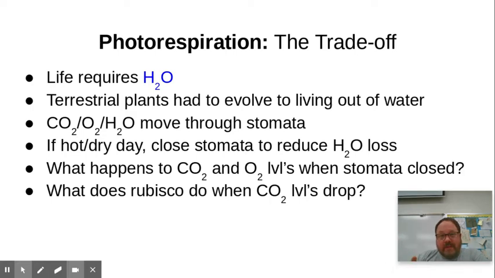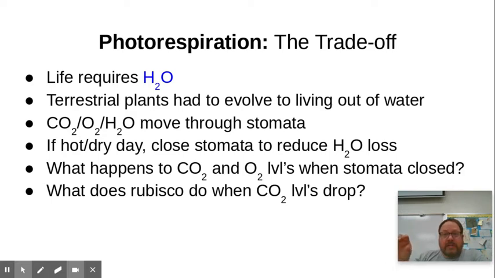But then think of what happens. What do plants need in order to perform photosynthesis? They're going to need carbon dioxide. So when plants shut their stomata and reduce carbon dioxide's ability to get inside the mesophyll of the plant, then we can start to have issues.